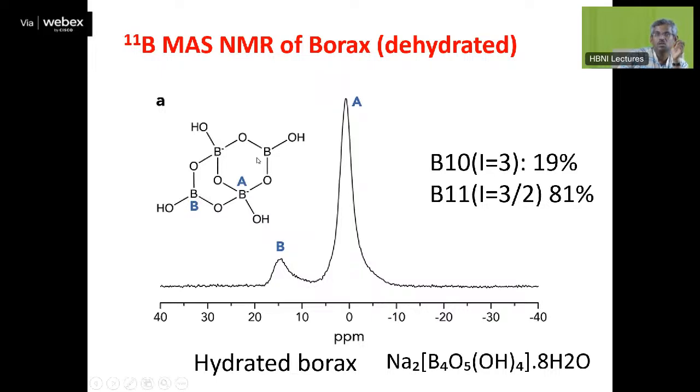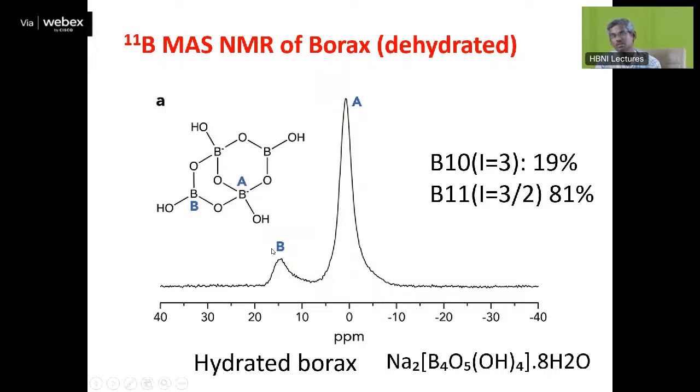Two borons are tetrahedrally coordinated and two borons are trigonally coordinated. This is a B minus, so 2 sodium ions will also be there to neutralize the charge. But the interesting thing is that although in the structure there are 2 borons in tetrahedral and 2 borons in trigonal configuration, look at the intensity pattern.